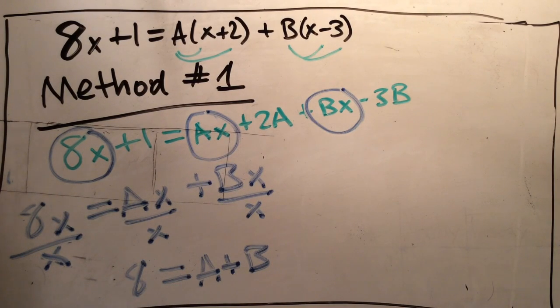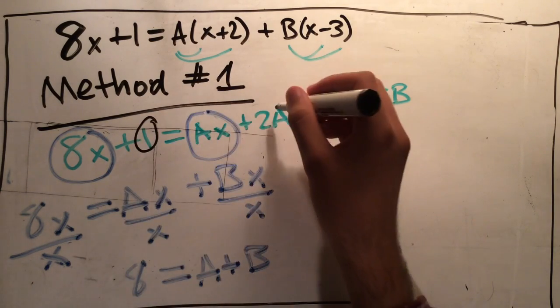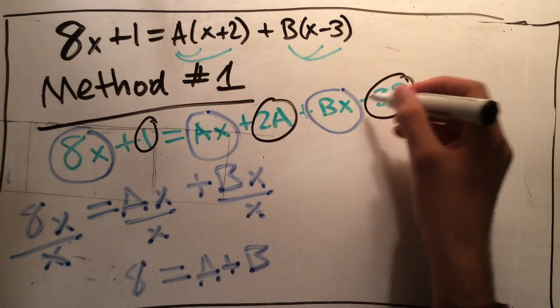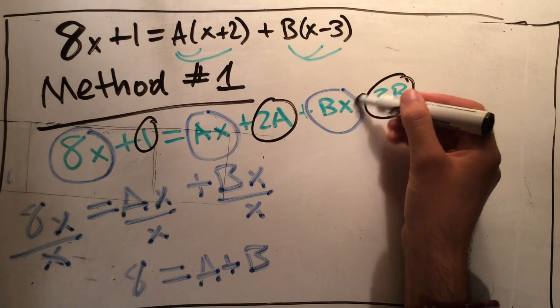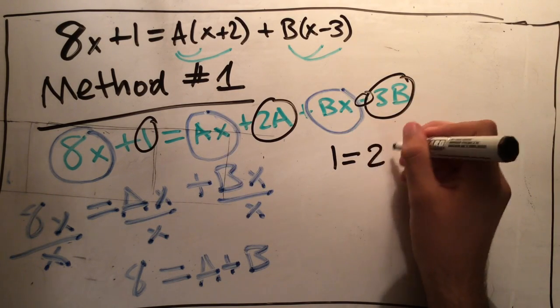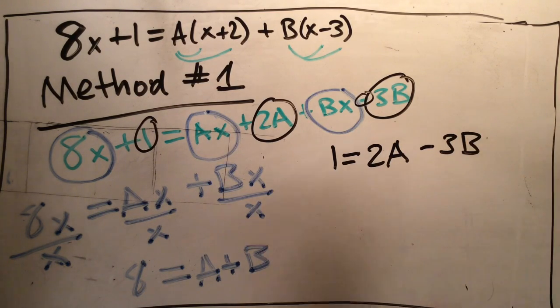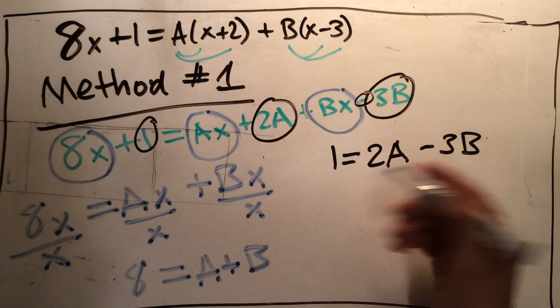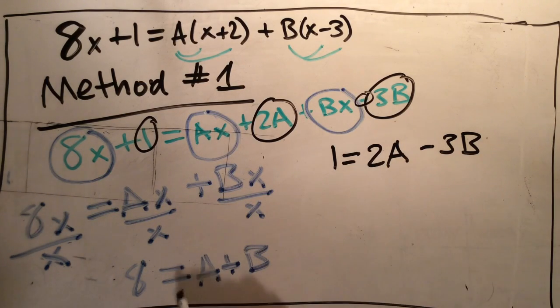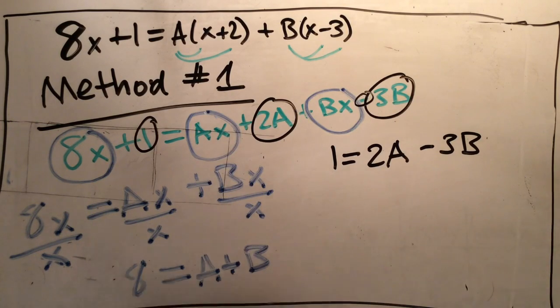And now we're going to make one more small equation out of this, which would be the other like terms, the 1, the 2a, and the negative 3b. Don't forget about the little negative right there. So it's going to be 1 equals 2a minus 3b. And then, yeah, that's our second equation. Now we can solve for a and solve for b using these two equations.